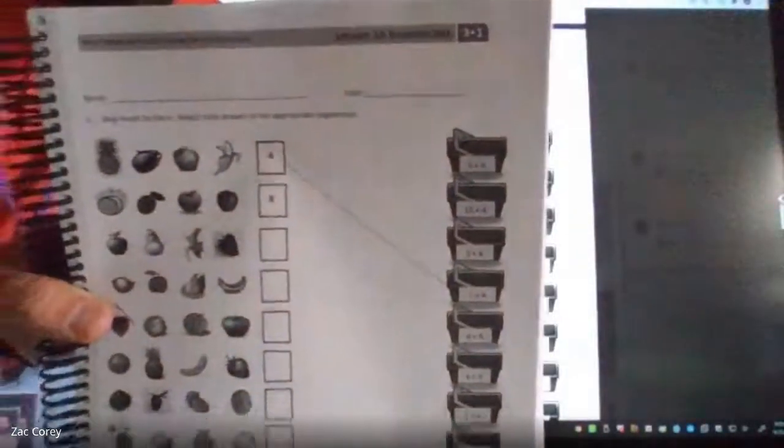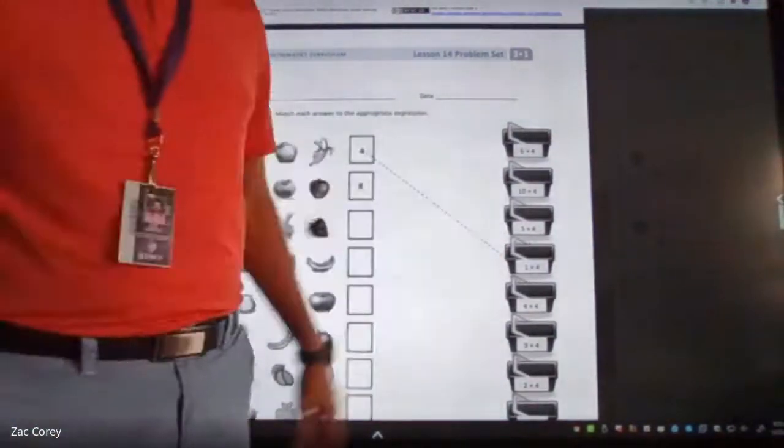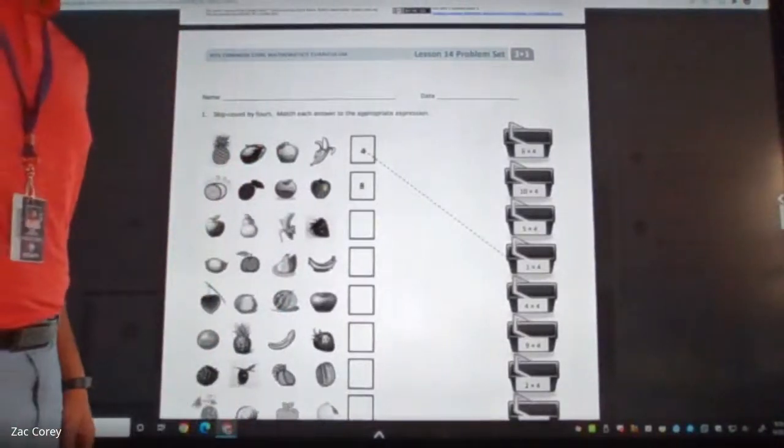Looks like this at the top. Page number 1.E.9. 1.E.9, okay? Should look like this. We have some fruit items on the screen, and some baskets over here on the right-hand side. So if you could follow along with me today, that'd be great.